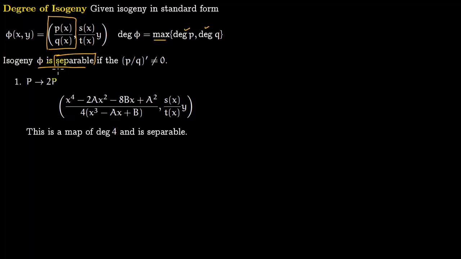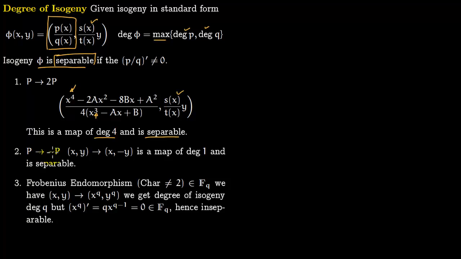Let us see some quick examples. First is doubling the point. We have seen this isogeny, and it has this form. Again we are keeping the second coordinate as such, because it is the first coordinate which will tell us the degree as well as the separability. This is the rational form for doubling the point, and it is of degree 4. As you can see, it is degree 3 in the denominator and 4 in the numerator, so the maximum of 4 and 3 is 4. So the degree is 4, and this is separable. You can take its derivative and you will see it is not 0.